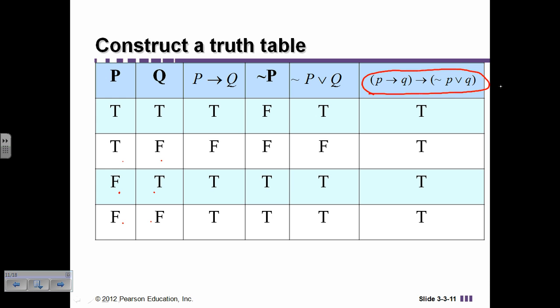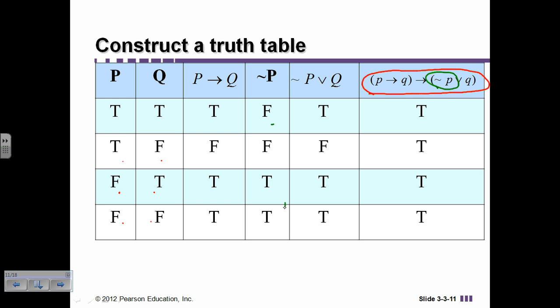Because the problem we're dealing with involves not P, we need to figure out what not P is in our truth table. If P is true, then the negation of true is false. If P is false, the negation of P is true. So our negation column is false, false, true, true.